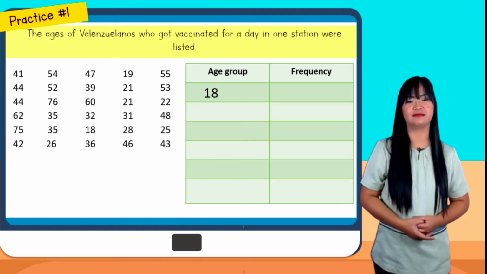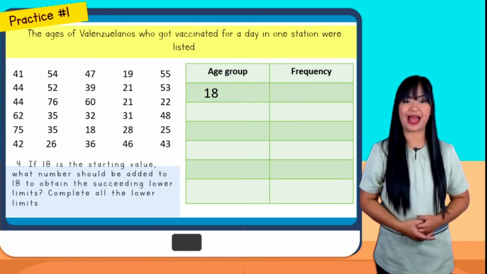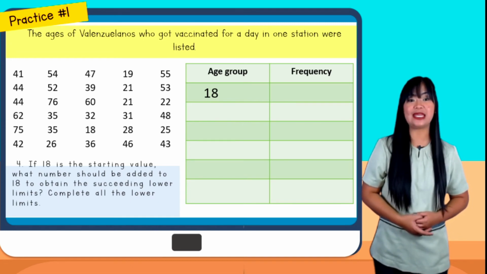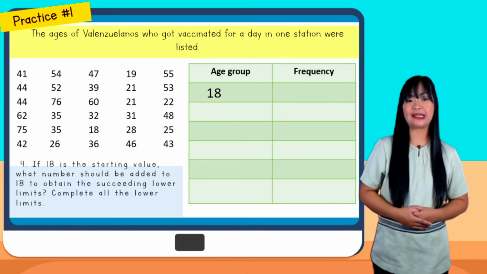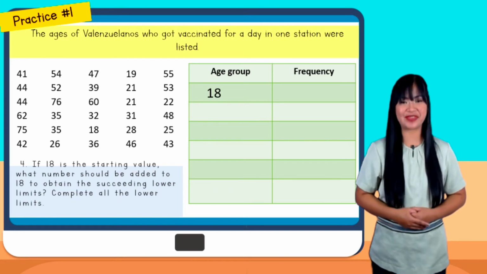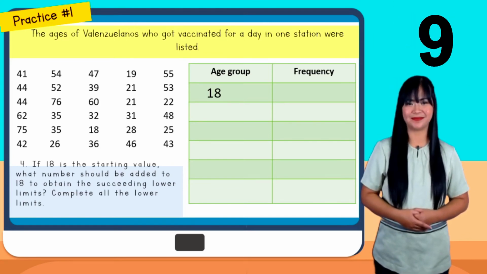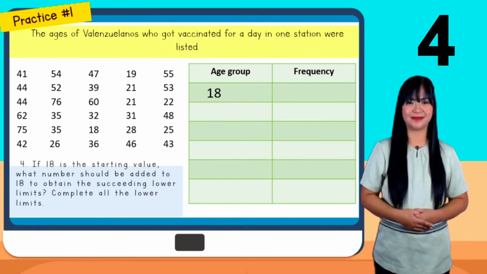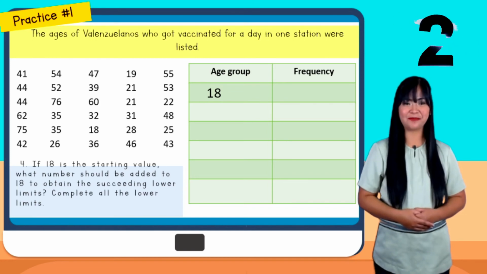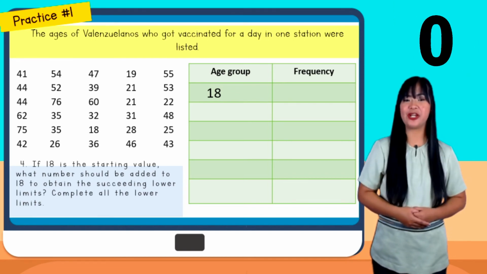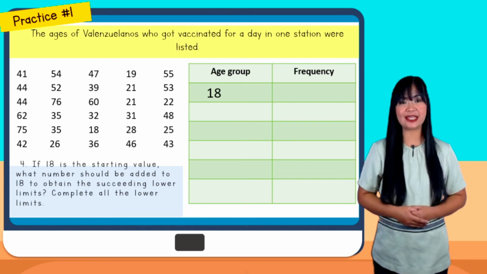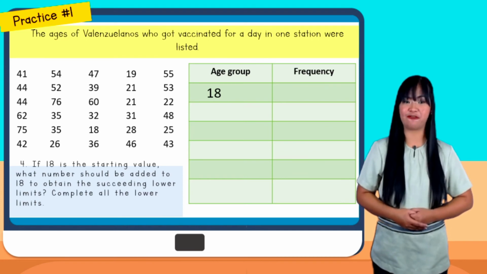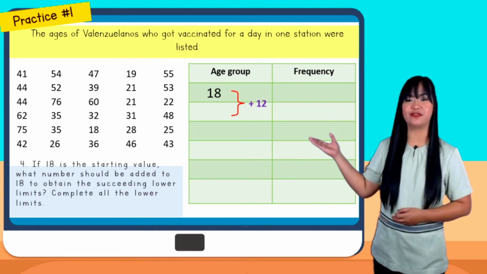Question number 4. If 18 is the starting value, what number should be added to 18 to obtain the preceding lower limits? Complete all lower limits. You have 10 seconds. Okay, time's up. The number that we are going to add to obtain the preceding or the next lower limit is the class size or S. Therefore, we are going to add 12.